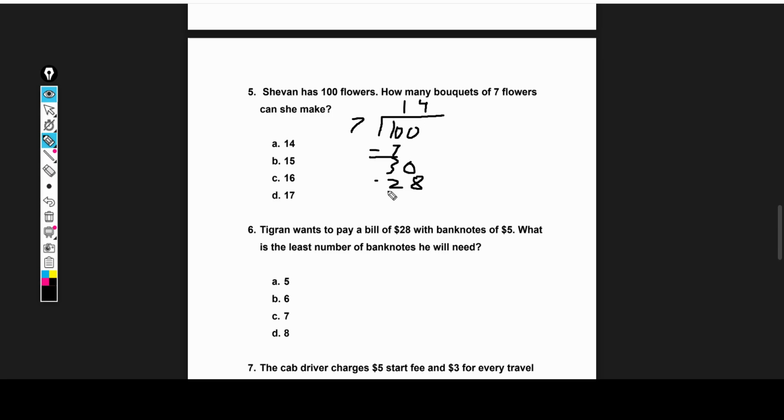I'm going to subtract 28, because 7 goes into 30 4 times at the most. 7 times 4 is 28, so we get left with 2. So we have a remainder of 2. And so these remainders cannot be used, unfortunately, because we don't have enough of them. But these 14 bouquets have been completed, so she can make 14.